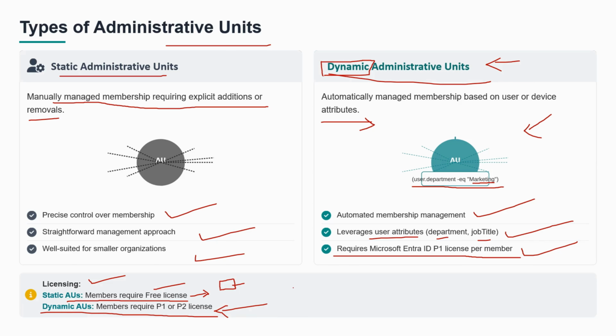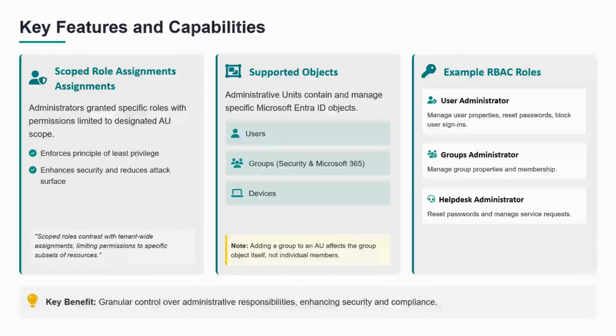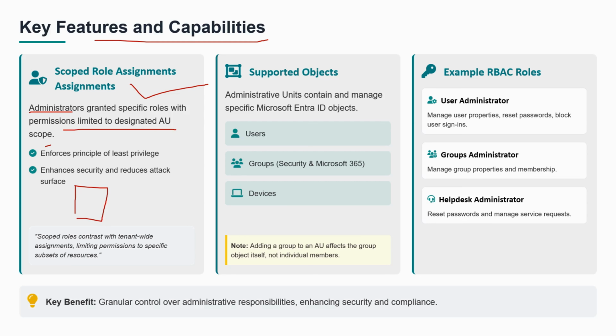Okay, moving forward, key features and capabilities. Like we have already discussed, scoped role assignments: administrators grant specific roles with permissions limited to the designated AU scope. For the particular container, under that container we have given a role. It could be user administrator, it could be help desk administrator, and that role will only be applicable under this AU itself. They can't access anything apart from that particular AU.